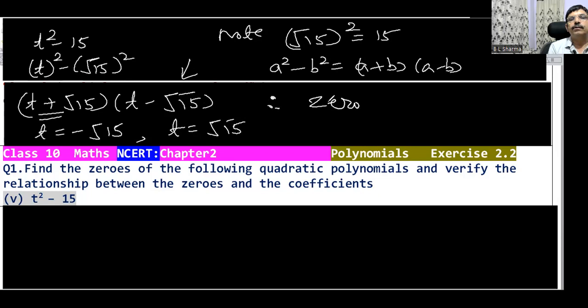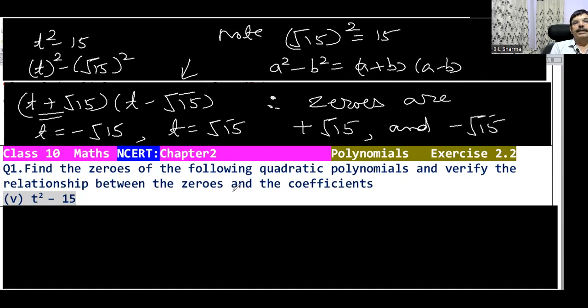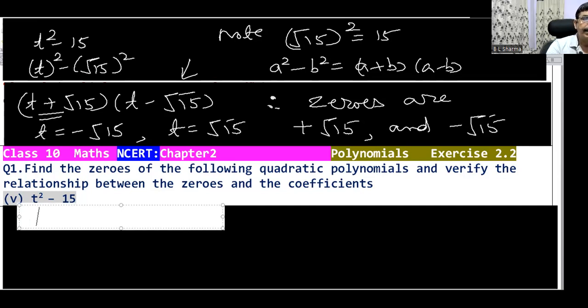Therefore, the zeros are: one root is plus root 15 and the other is negative of root 15. ये हमने two zeros find out किए. अब हमें we have to verify the relationship between the zeros and the coefficient. See here, that is the relationship.